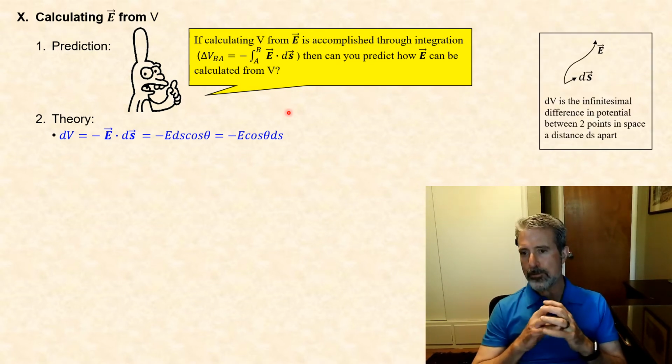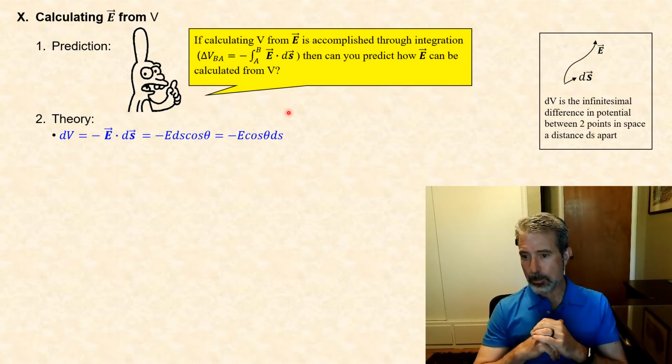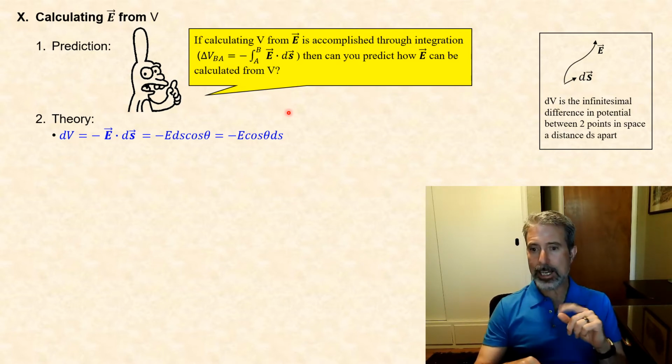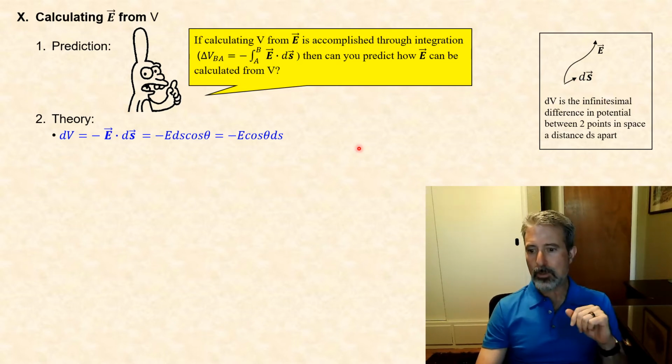So here, if dV is the infinitesimal difference in potential between 2 points in space, a distance ds apart, what we're saying here is that when you look at the projection of E onto ds, that is how we can interpret E cosine theta.